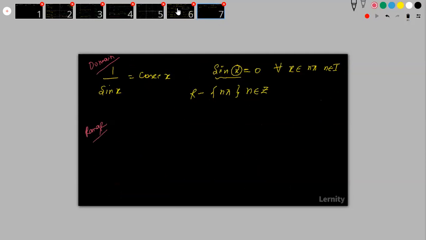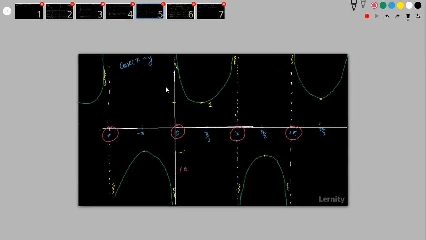By range we can see using the curve. This was the curve for cosec x. Now let's see what value it is taking here. Infinity, then it is coming down to 1. So the minimum value here is 1. Then afterwards again it goes to infinity. So from infinity to 1 and 1 to infinity. Here it is taking from infinity to 1.